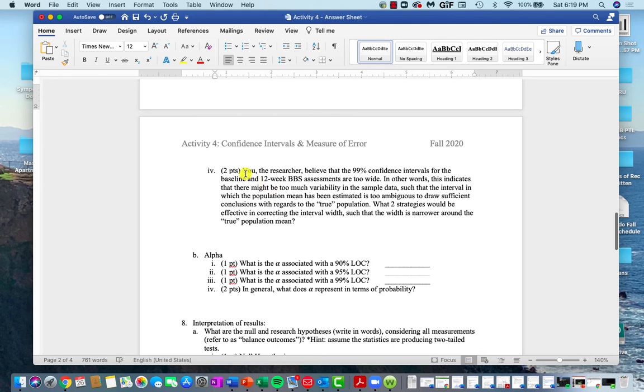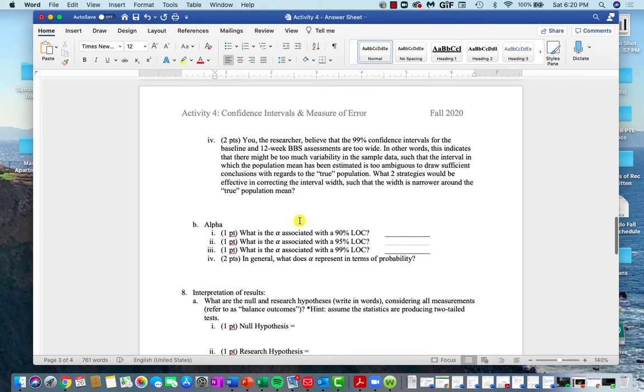Underneath that, you're going to answer this question, right? You, the researcher, believe that the 99% confidence intervals for the baseline and 12-week BBS assessments are too wide. In other words, this indicates that there might be too much variability in the sample data, such that the interval in which the population mean has been estimated is too ambiguous to draw sufficient conclusions with regards to the true population. So, what two strategies did we cover in the lecture that might be effective in correcting the interval width, such that the width is narrower around the true population mean?